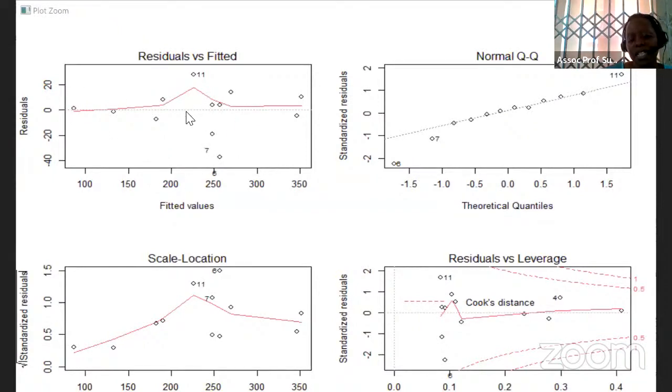There's also a test for homogeneity of residuals. My colleague, Dr. Thomas, is going to talk about it. So I will talk about the plots. He will talk about the tests.